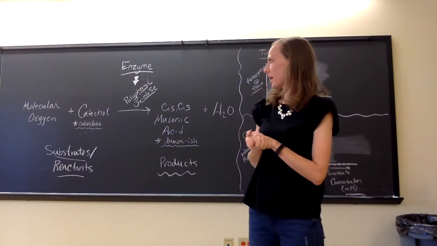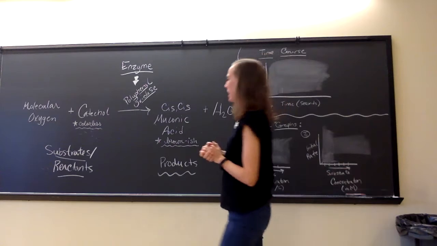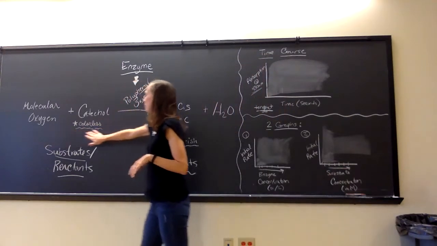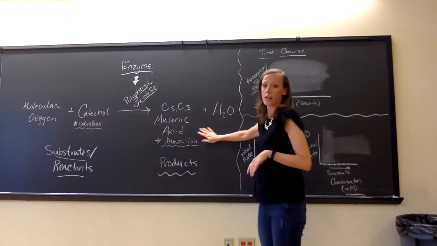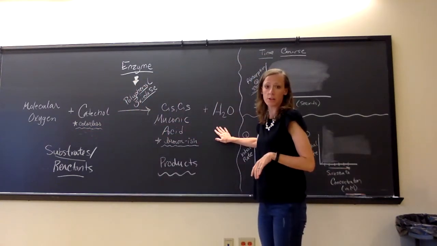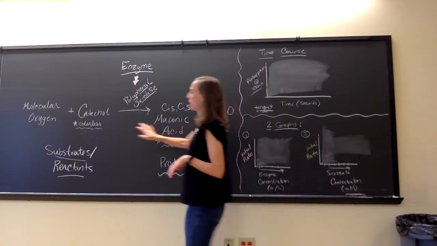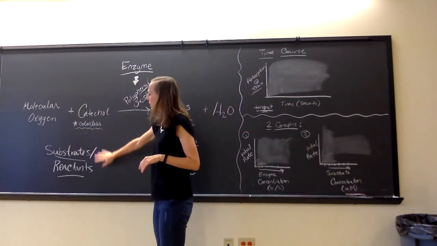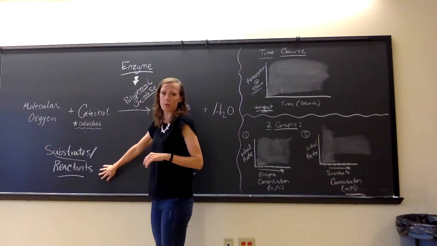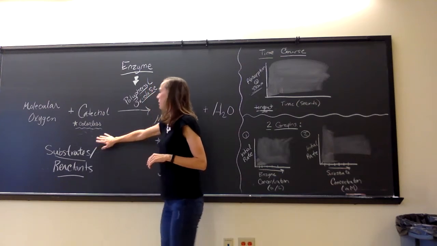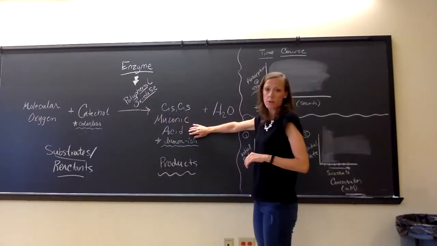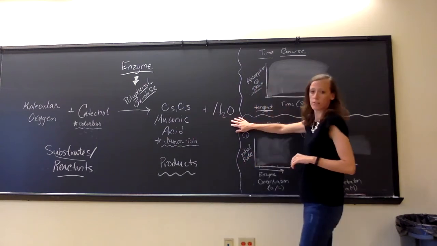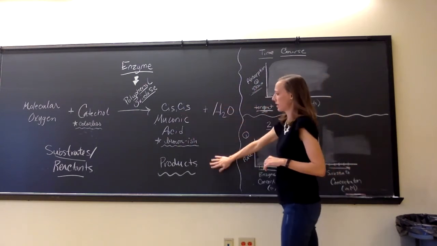I am going to be walking you through the Enzyme Kinetics lab this week. So the first thing I want to draw your attention to is the equation for our enzymatic reaction that we are looking at in lab this week. So molecular oxygen plus catechol, these are our substrates or reactants that go into the reaction, will be converted to cis-muconic acid and water. Okay, these are our products.